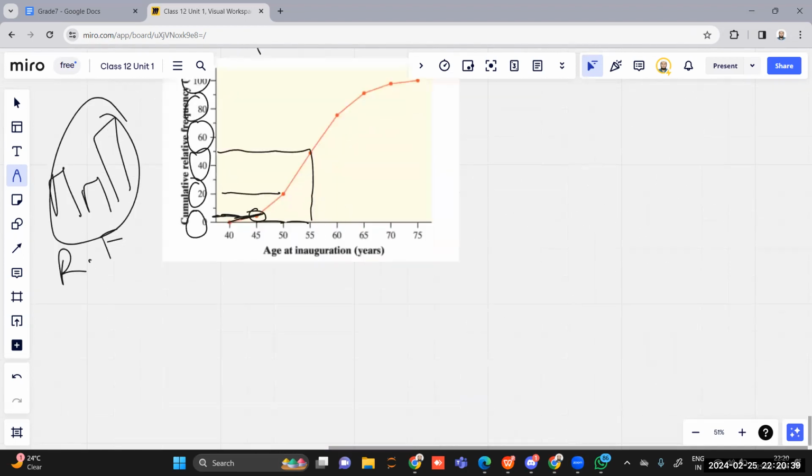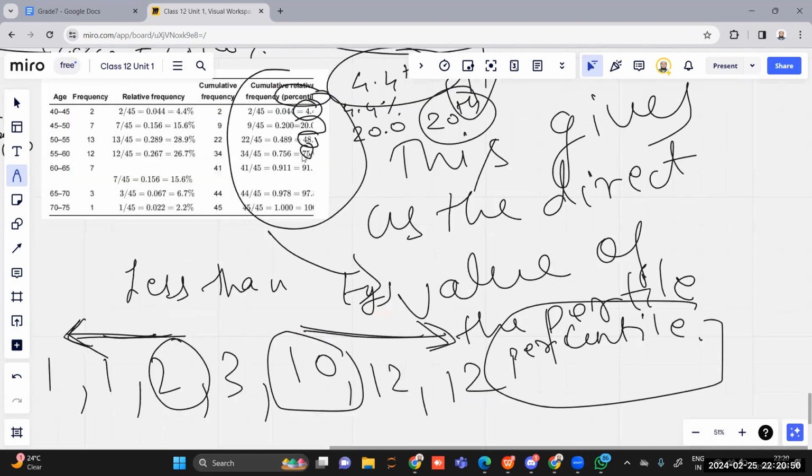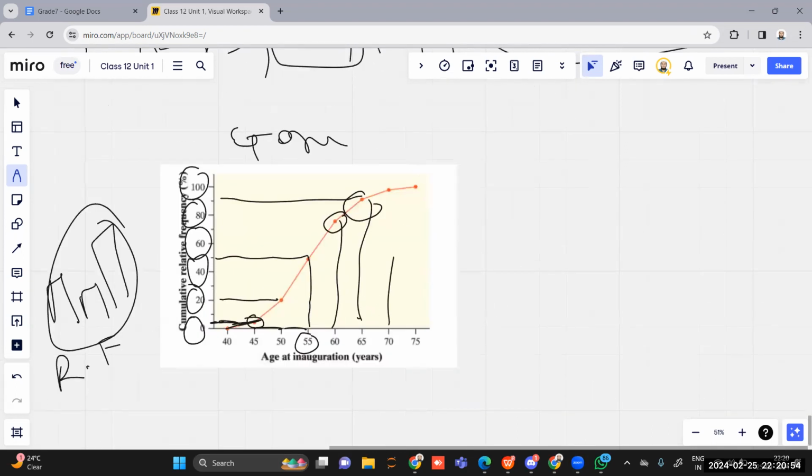So the upper interval is marking the point. This is the upper interval of the data. How much is it showing? Near about 90. Then the next one is around 97. And the last one here always shows 100.